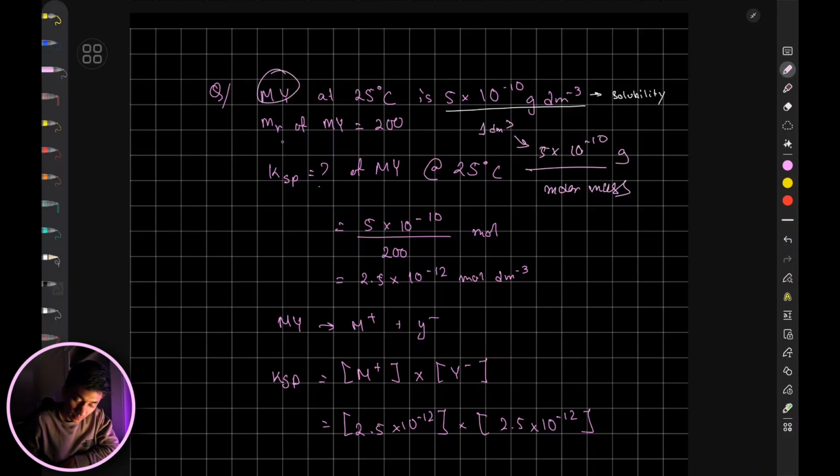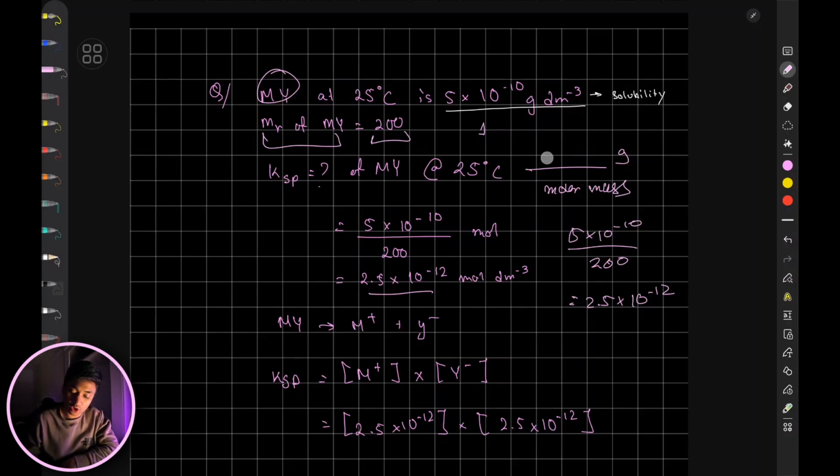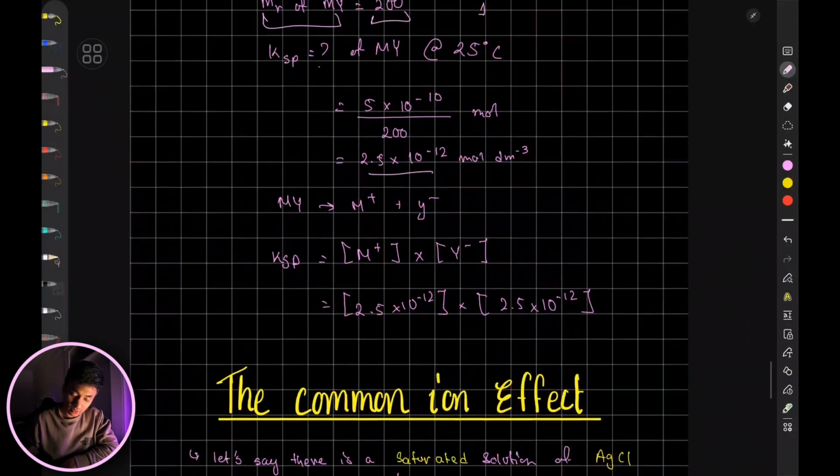of My, and the molar mass of My is actually given, which is 200. So 5 into 10 to the power of minus 10 divided by 200 should give you 2.5 into 10 to the power of minus 12. So there you go. That is the molar concentration, or the molar solubility. And now you can work with the typical equation.